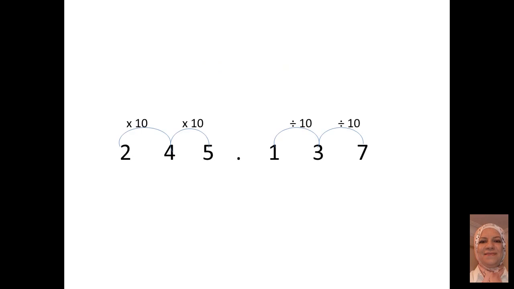So when we move from ones to tens, we are multiplying by 10. So from digit to digit in the wholes, we are getting bigger by 10. But in the parts, when we are moving after the decimal point, the digits are getting smaller by 10. So we divide by 10.